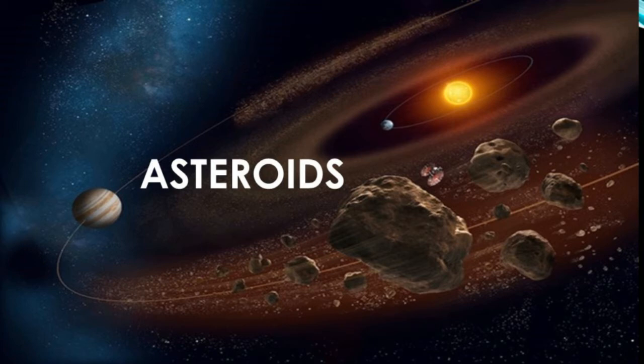Other bodies of the solar system. Besides the 8 planets, there are some other bodies which revolve around the Sun. They are also members of the solar system.